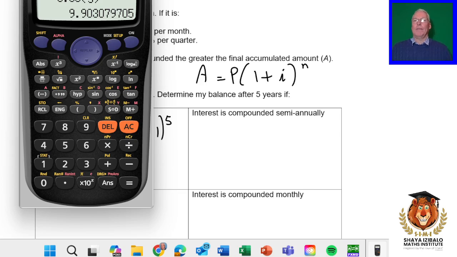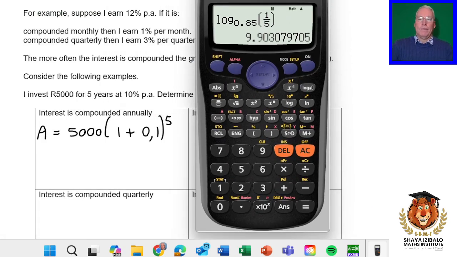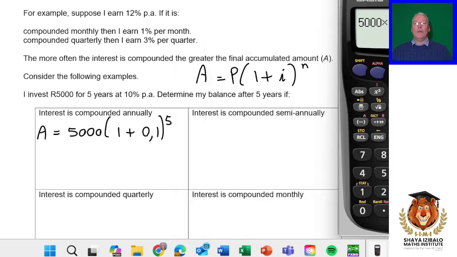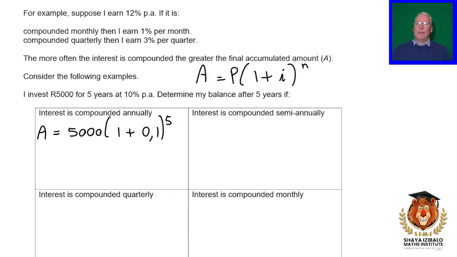So it's 5,000 times 1,1 to the power of 5, and we get 8,052.55.